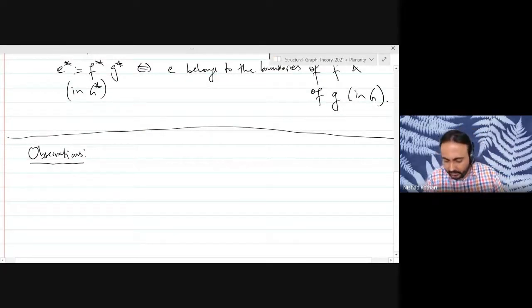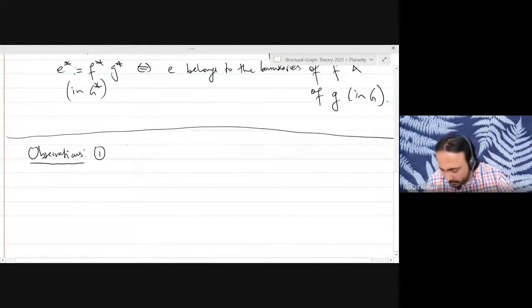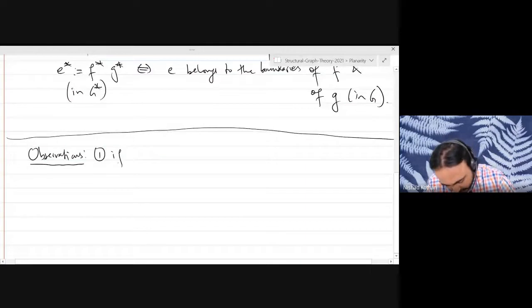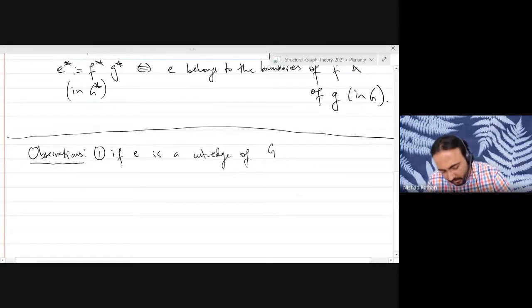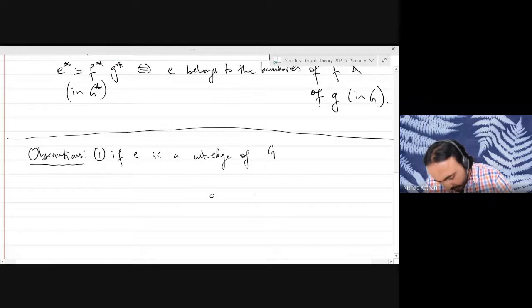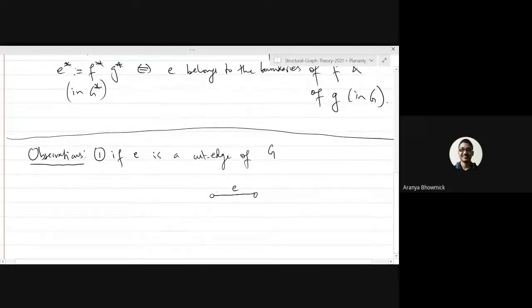Before that, I want to make some simple observations. So what happens if your edge is a cut edge? If E is a cut edge of the original plane graph G. Okay. So what does that look like? You have a cut edge. So basically there will be a loop in G star.